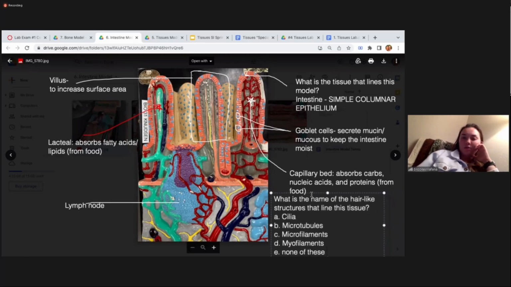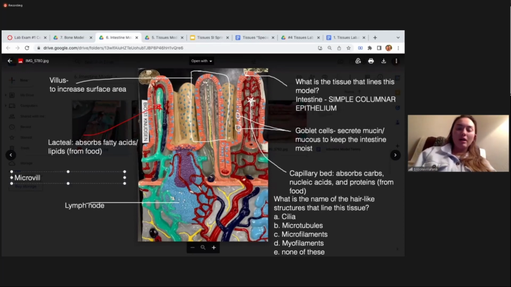So let's all answer this question. What is the name of the hair-like structures that line this tissue? Okay, good. If you're putting E, what is the correct answer? Somebody chime in. Microvilli, right? So microvilli are the hair-like structures that line the intestine. Cilia are the hair-like structures that line the respiratory tract. Great job, guys. Nicely done. Everybody got that. Really good.